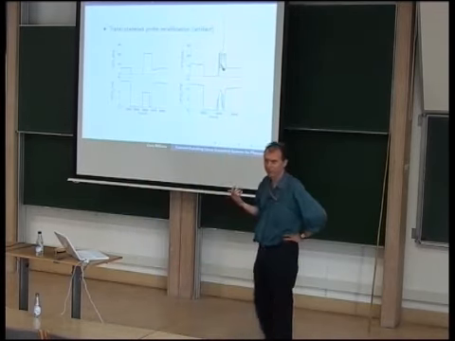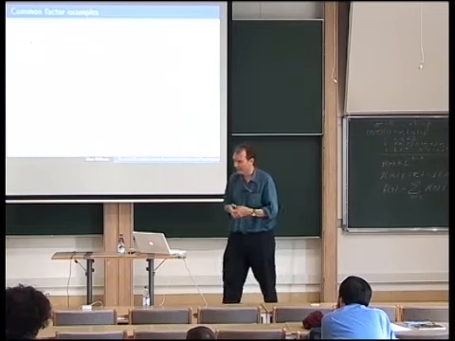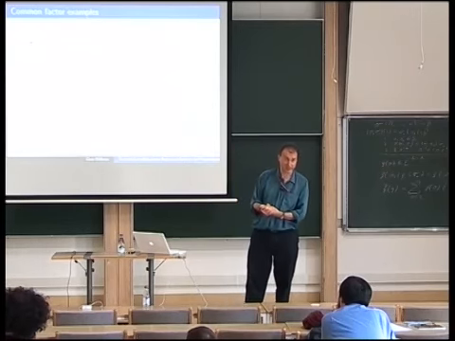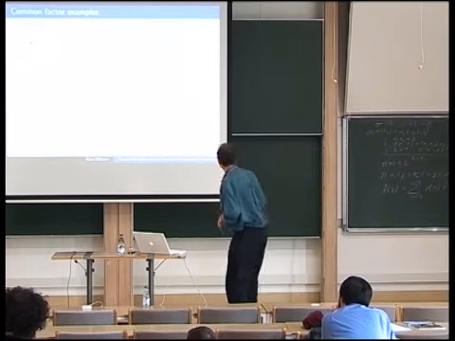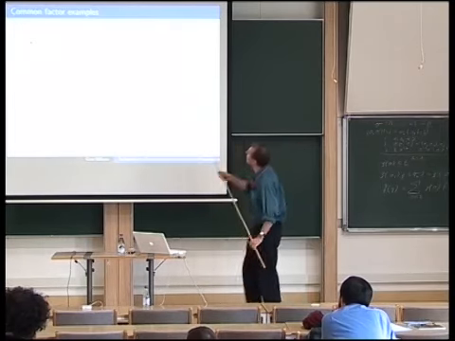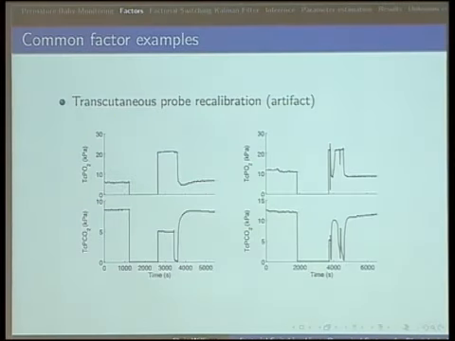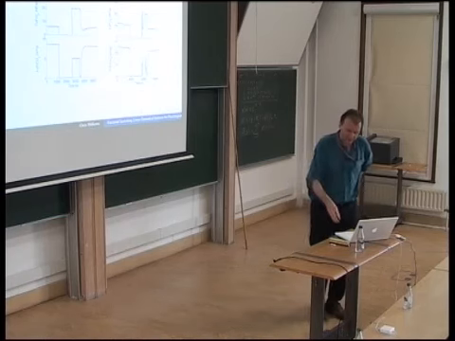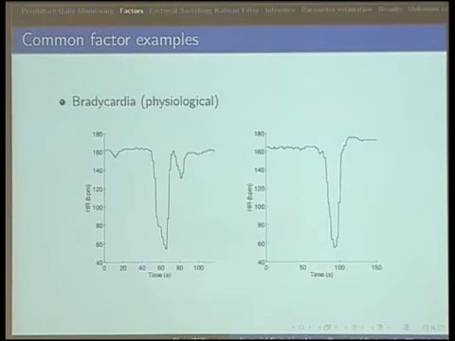There are other examples, such as transcutaneous probe recalibration, where that gas probe, the oxygen and CO2, has to be recalibrated. There's a stereotypical sequence of events that happens when that occurs. You can see the oxygen level, I think, goes down to 0, then goes up to a high level. They basically immerse it in some different solutions. So there are a number of stereotypical patterns that can arise. These are artifactual ones, but this one, bradycardia, is a physiological one.